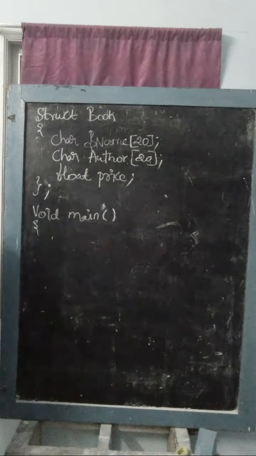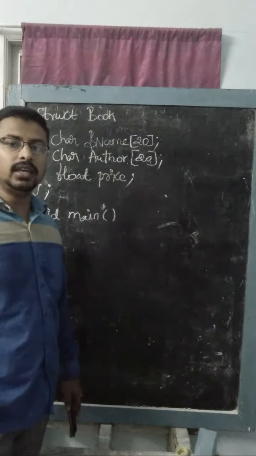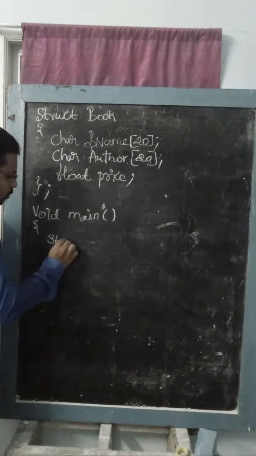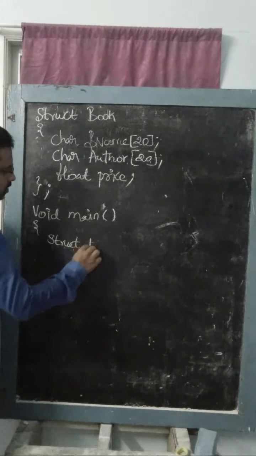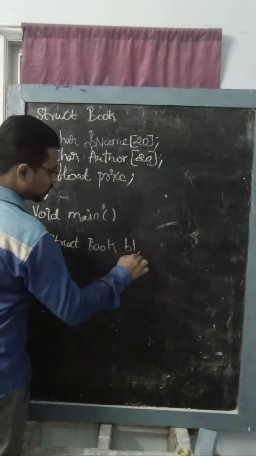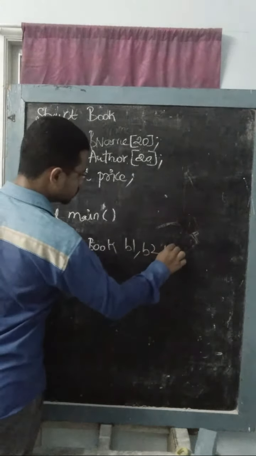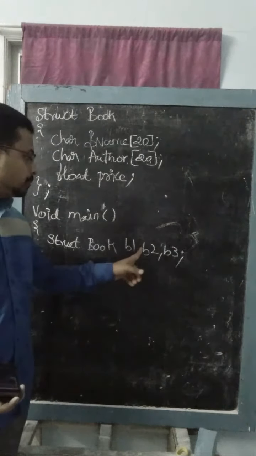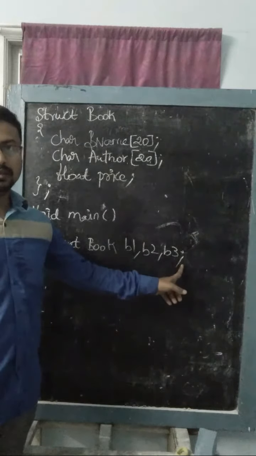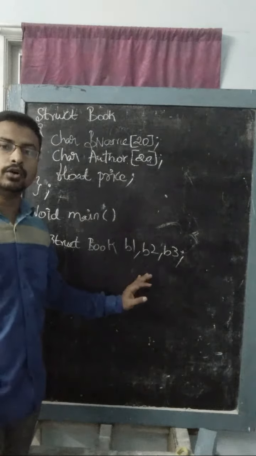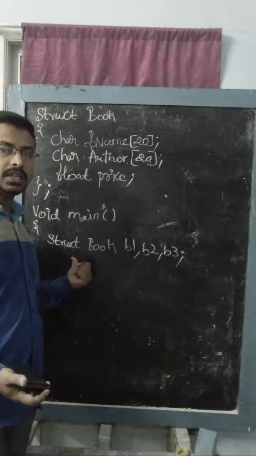So I can create any number of objects. I'm just going to create more objects today. There is book B1, B2, B3. How many objects did I create? B1 is an object. B2 is another object. B3 is a third object. So how can we create n number of objects for the structure book?